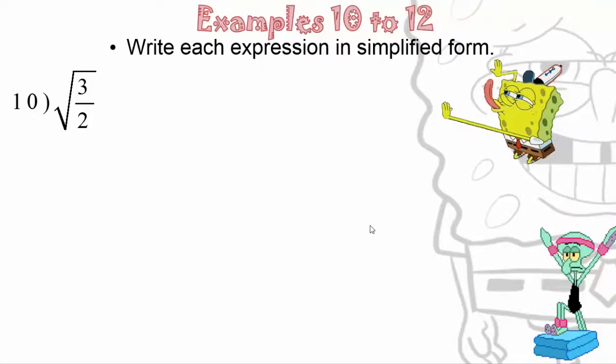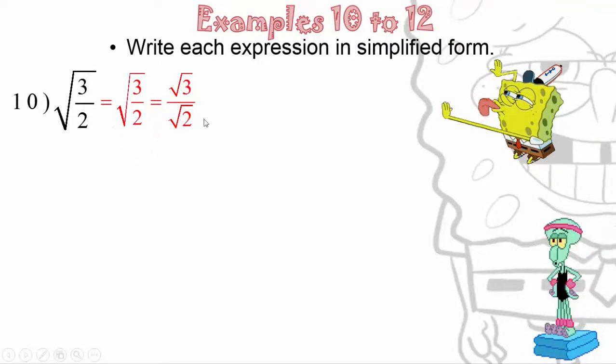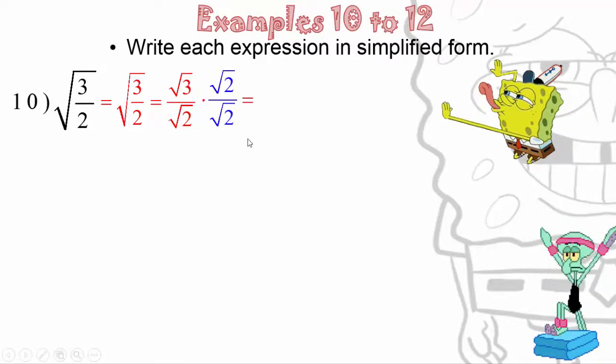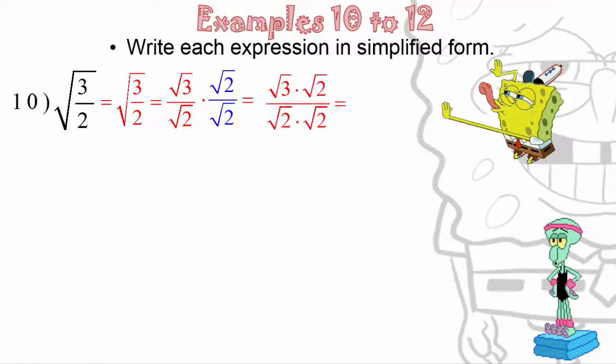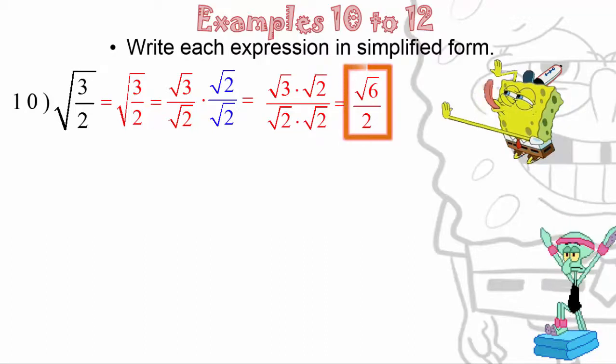Reviewing what we just did on the whiteboard, for example, number 10. We took the fraction underneath the radical sign and we broke that up into 2 radicals, one on top, one on bottom. And then we rationalized the denominator with square root of 2 over 2, since the denominator was square root of 2. And then we simplified to get the square root of 6 over 2. And this was our final answer.